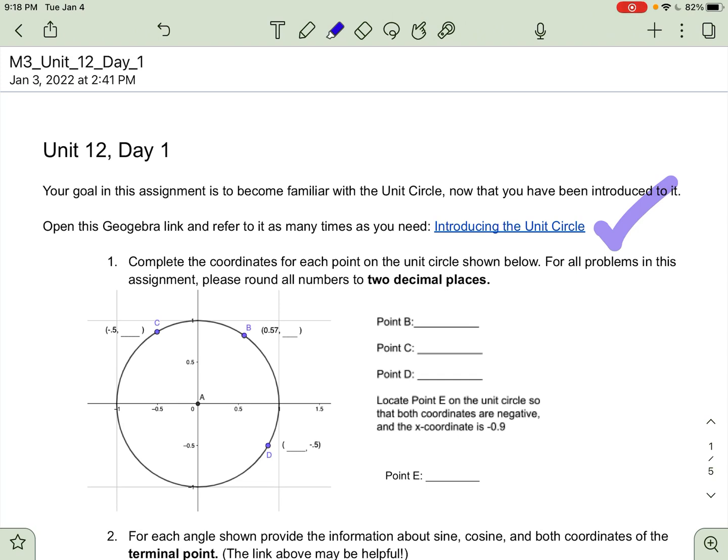Before we go to that though, just look at the problem here. It says complete the coordinates for each point on the unit circle shown below. So that's about as basic as you can get. I want you to look at those points and tell me the coordinates of those points. It couldn't really get too much more basic. But here's how you use this app, because we'll be using it for a lot more interesting and complicated things.